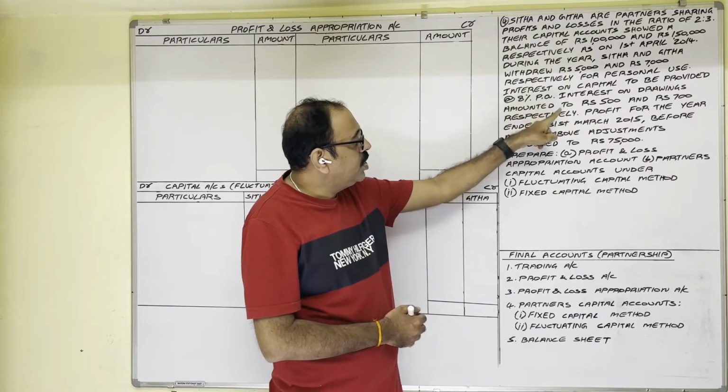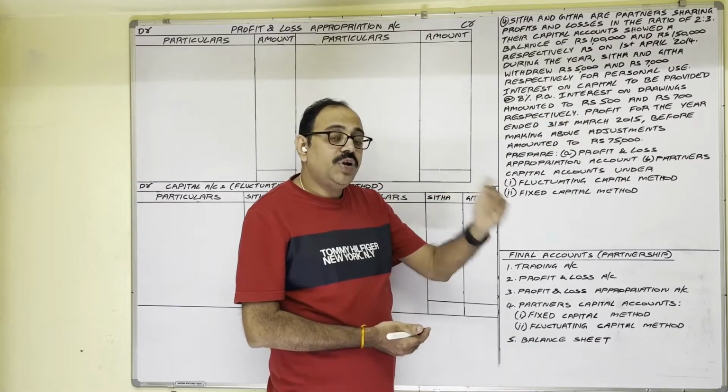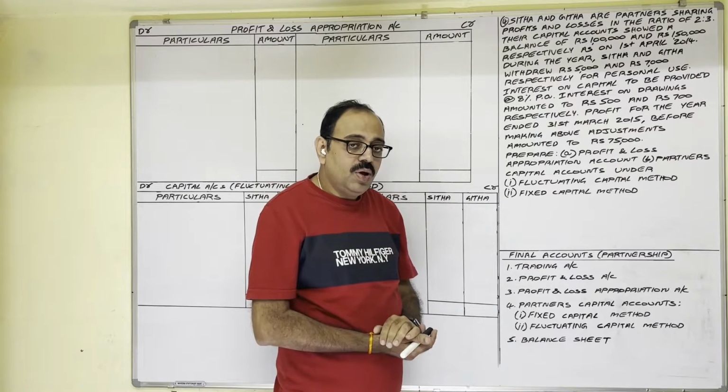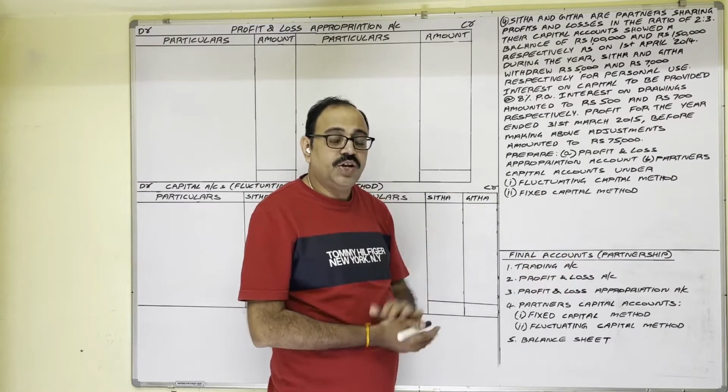Interest on drawings amounted to 500 and 700 respectively. So partners are withdrawing some amounts for personal use. On these amounts, partners have to pay interest to the firm. Interest on drawings.